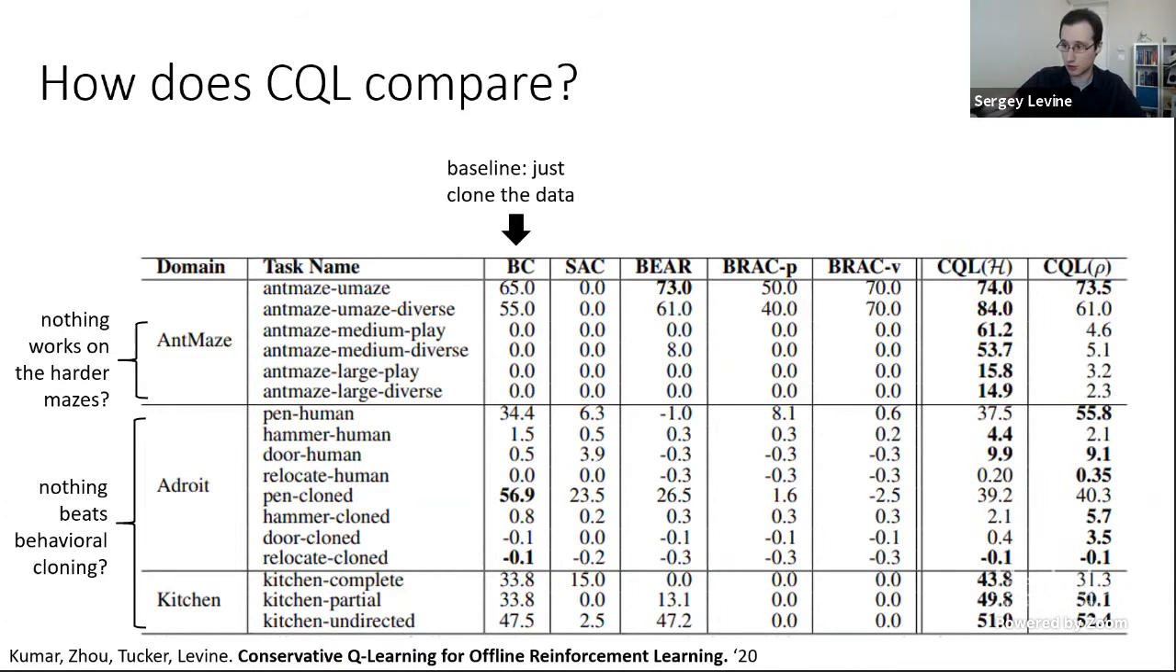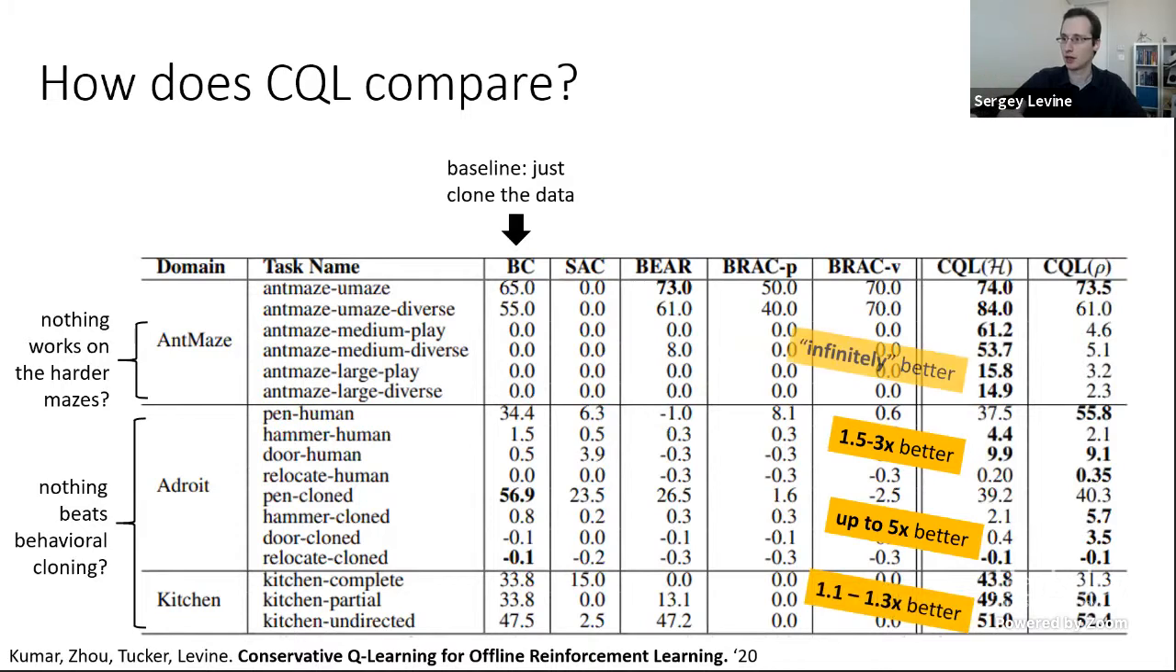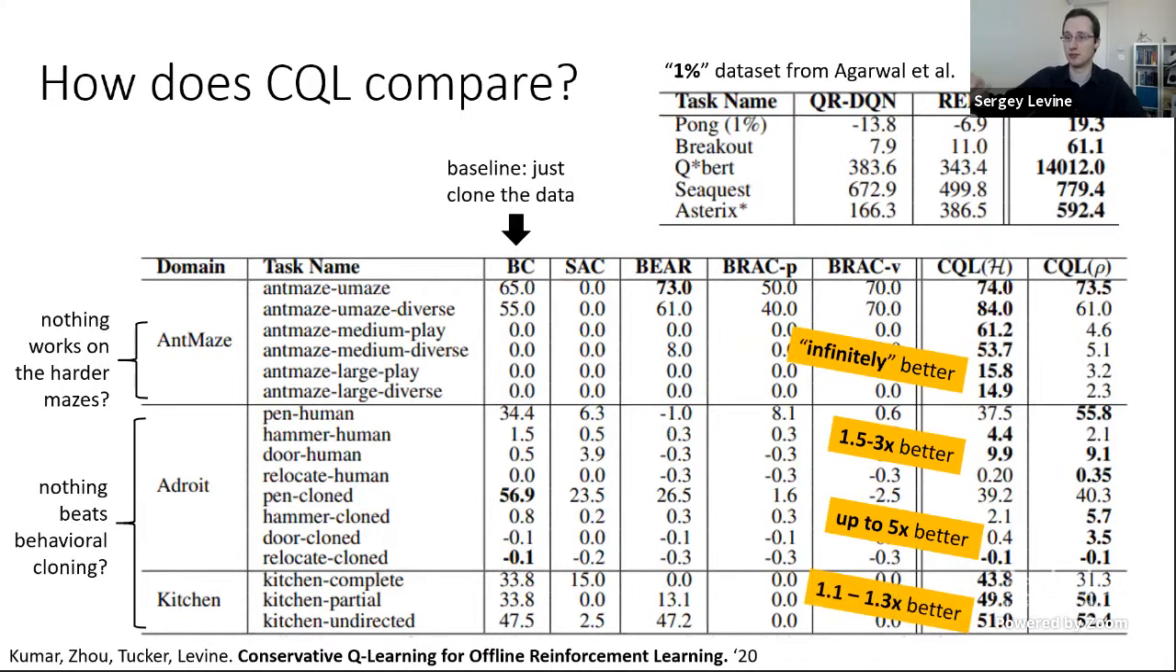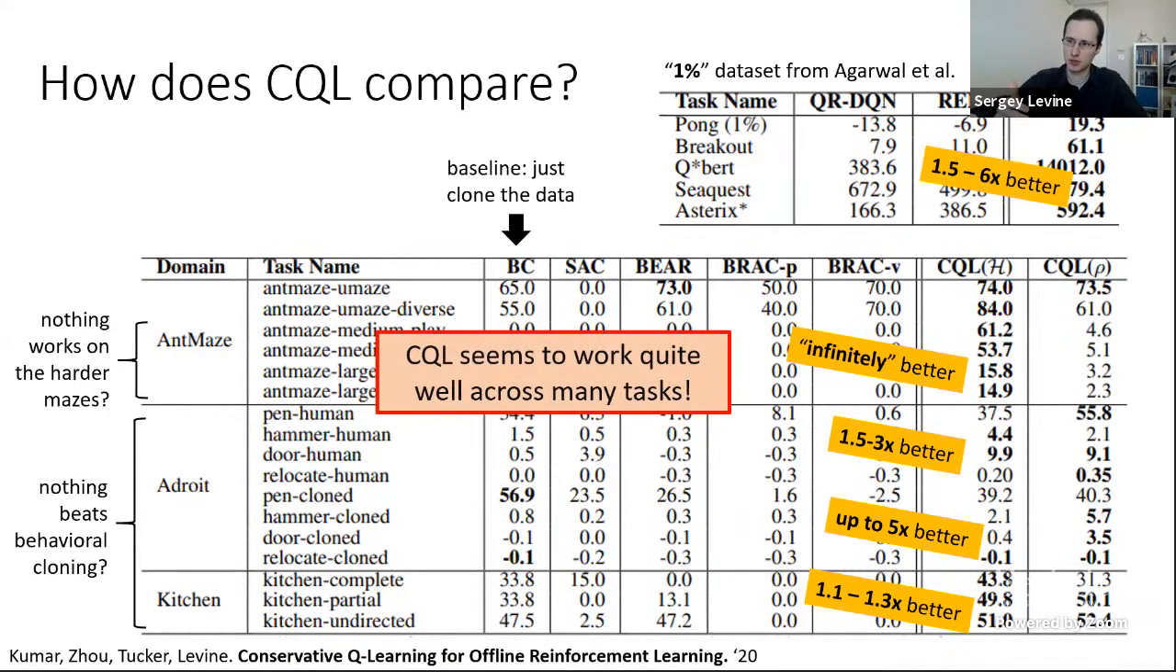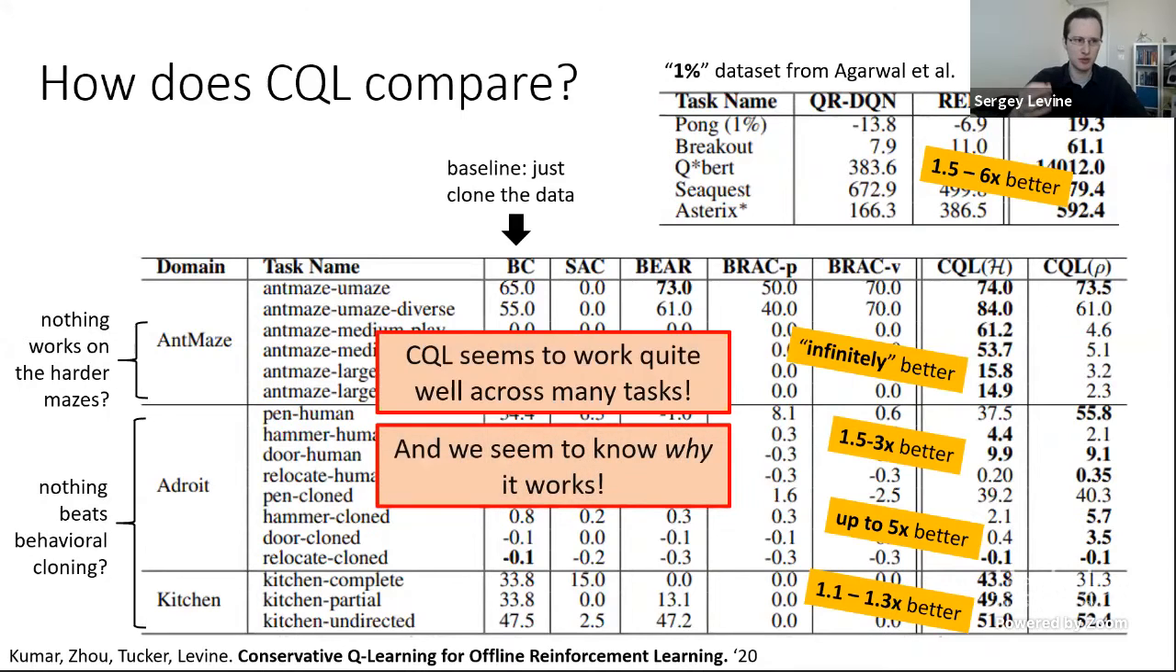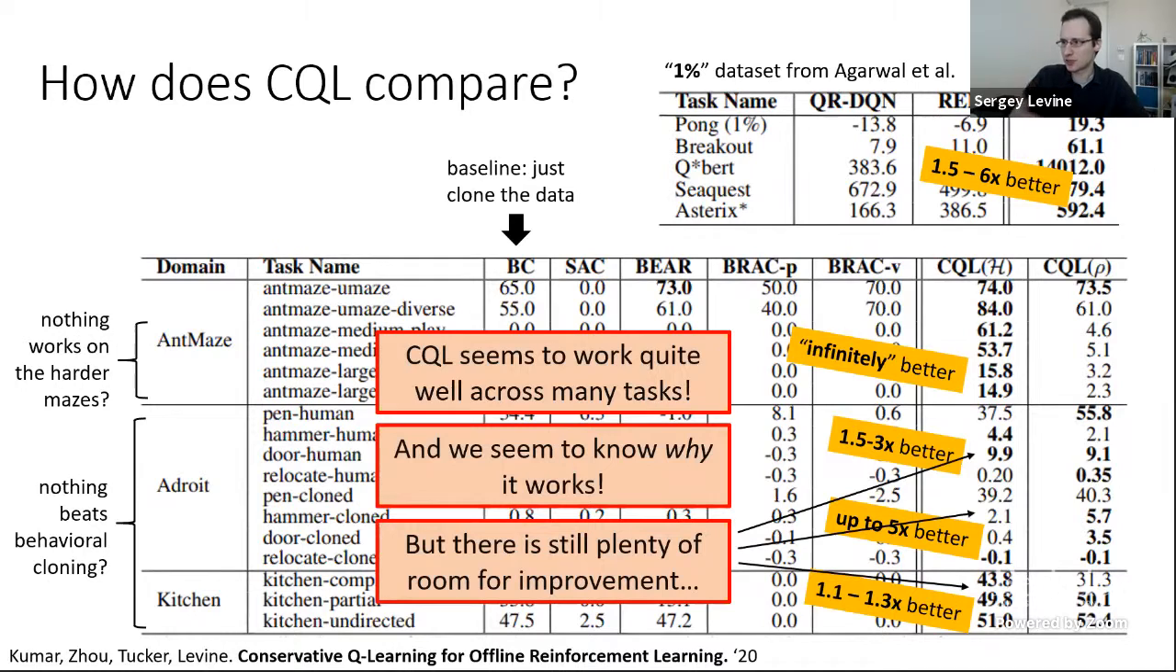CQL, by comparison, actually did very well across a range of these tasks, up to 5 times better on some of the dexterous manipulation tasks, 50 to 300% better on some of the others, and in a sense, infinitely better on the maze tasks because it was the only method that was able to make some progress. Same story in Atari games. So it seems like it works quite well across many of these tasks. And we also seem to have some idea for why it works because of this lower bound property. Of course, there's still plenty of room for improvement. As I said, these scores are normalized between 0 and 100, so there's still a really long way to go.